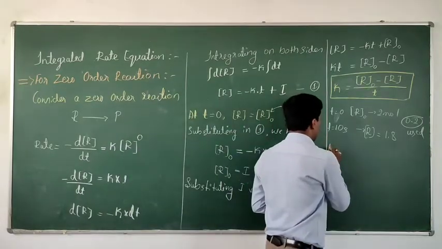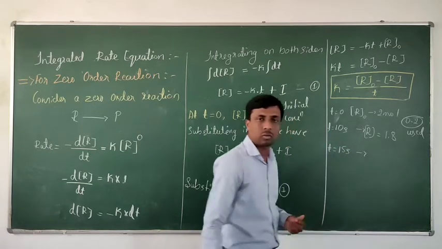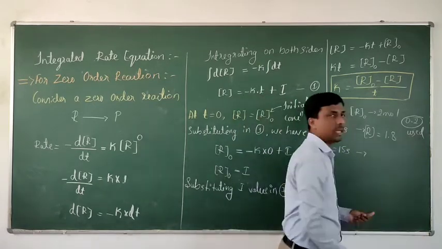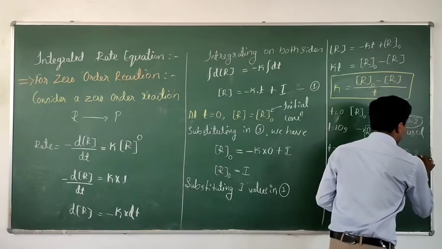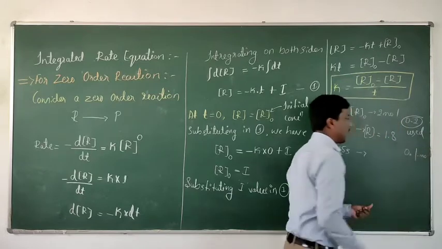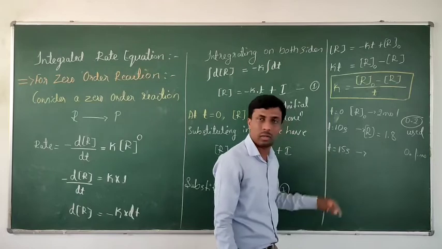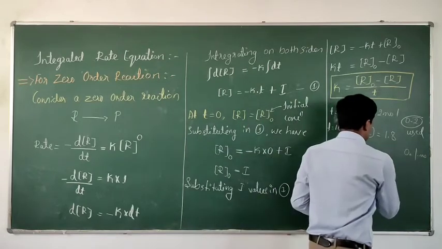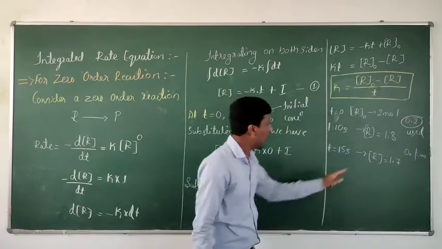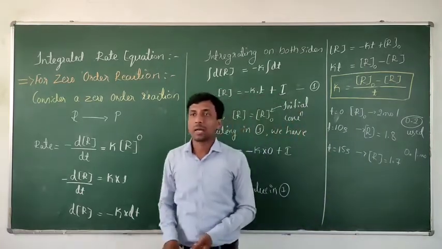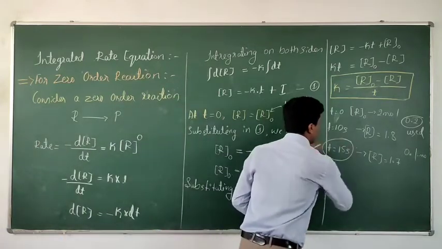Then t is equal to 15 seconds, let us say. A little more is used, say another 0.1 mole is consumed now. How much is left? R is 1.7. What is r? The concentration of the reactant remaining at time t.